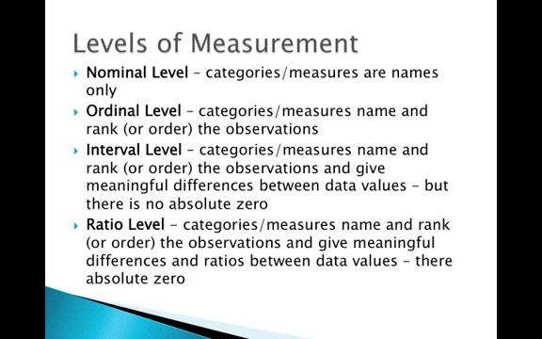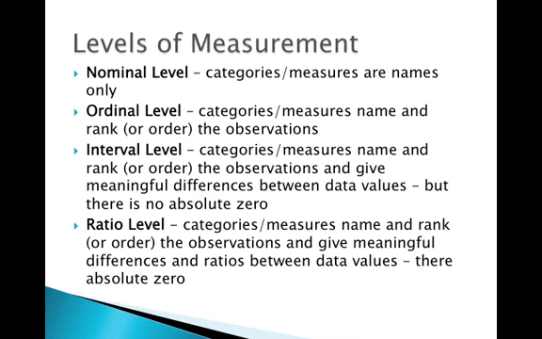Okay, one thing of interest is the level of measurement being used, and there are different levels of measurement, and there are different statistics that are used to summarize when you have these different levels of measurement. Nominal level is when categories are used, just measures or names only. Ordinal level is when the categories or measures name and rank or order the observations. So one is better than the other. With nominal, it's not necessarily that one's better than the other.